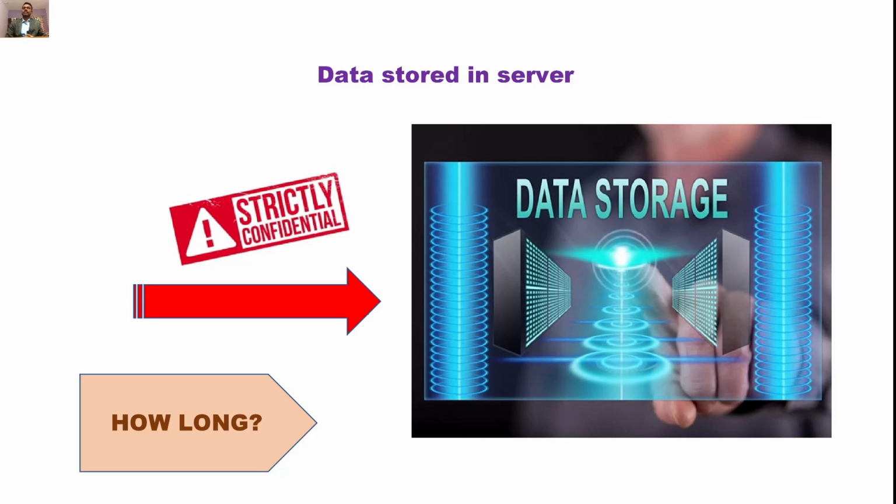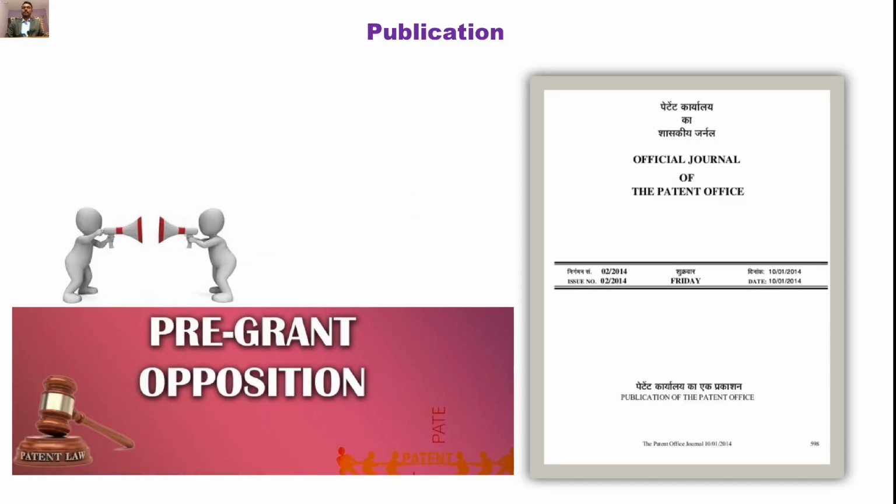So after the expiry of 18 months, your application, consisting of the applicant's name, inventor's name, the title of the application and the abstract of your application, is published in the official journal of the patent office. Once this 18 months lock period is expired, your application comes into the public domain for the first time in the form of a publication in the official journal of the patent office. You don't have to buy this journal. This is available free of cost on the patent office website.